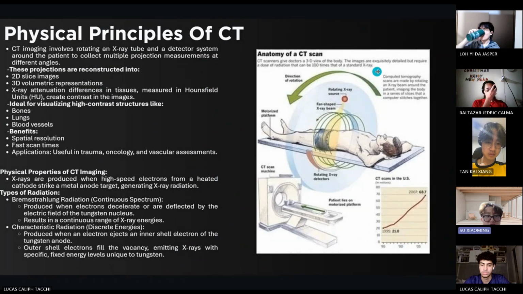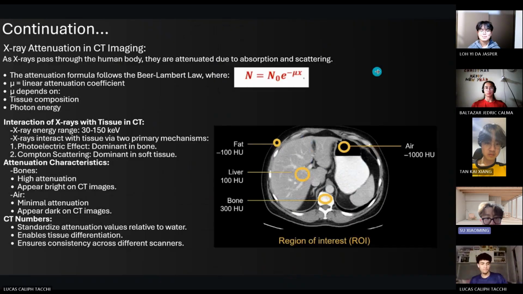Now, X-ray attenuation follows the Beer-Lambert law and depends on tissue thickness and composition. In diagnostic CT, interactions are dominated by the photoelectric effect in bone and Compton scattering in soft tissues, where X-ray energy ranges from 30 to 150 keV. These differences are quantified using Hounsfield units, ensuring consistent image contrast.